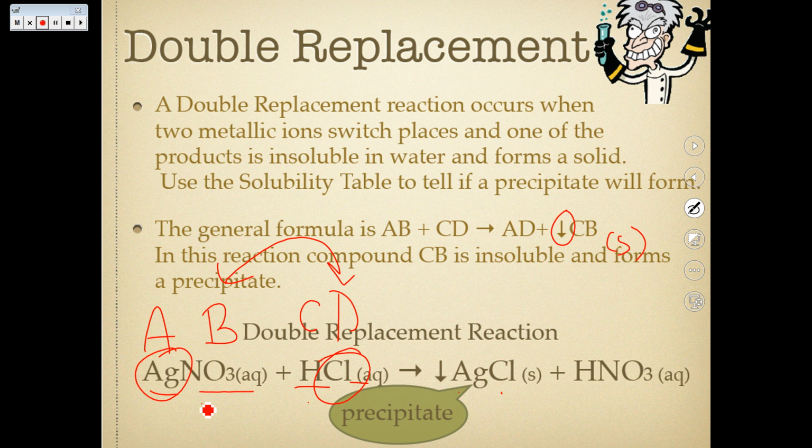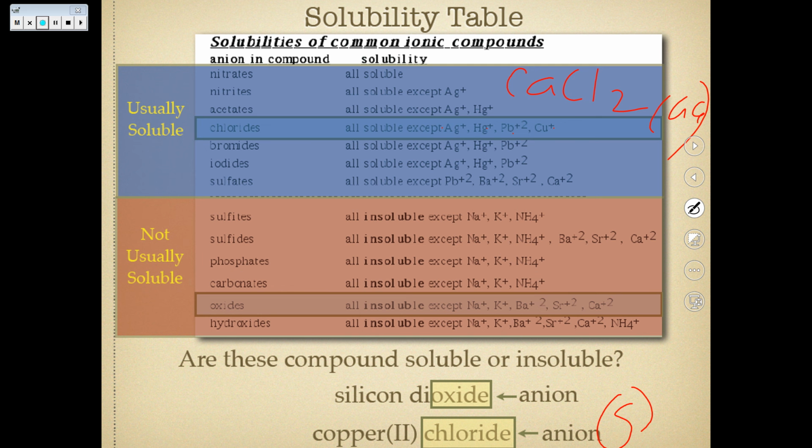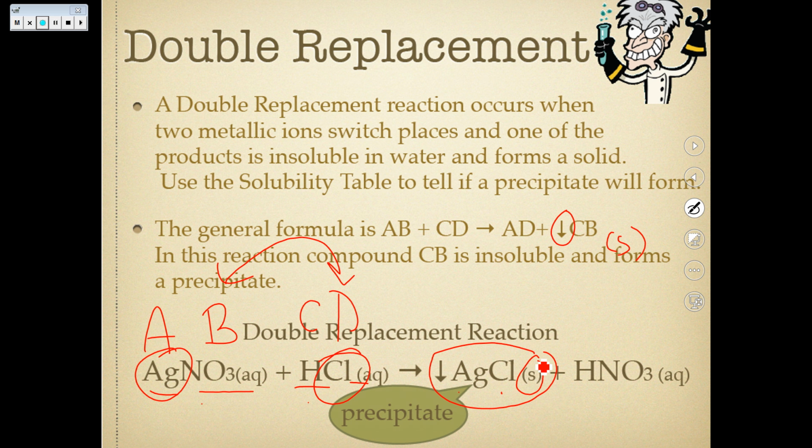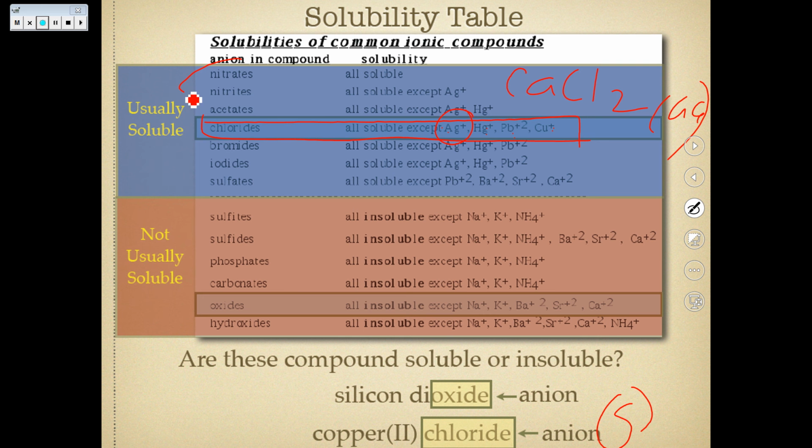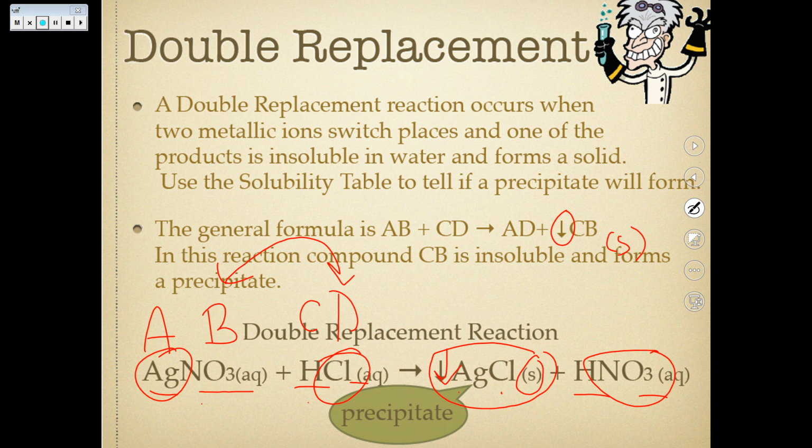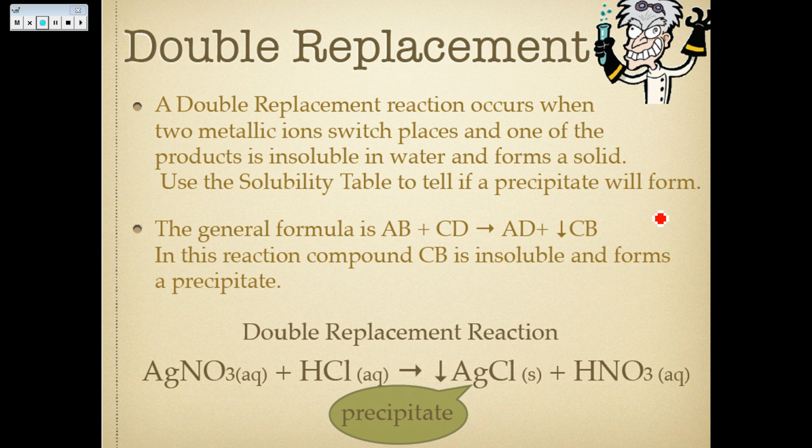So you go to your solubility table, and you look up silver chloride. Go back here and look up your chlorides. All are soluble except Ag, Hg, Pb, Cu. Because Ag is an exception, it is going to be a solid, and that's why you write the downward arrow like that. For HNO3, if one is solid, the other one will be aqueous, but you can check it. You have nitrate, so you go over to the nitrates, and it says everything is soluble if you have a nitrate with it. So that's where the AQ comes from.